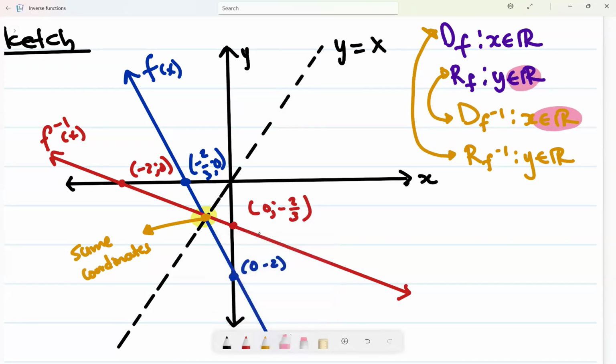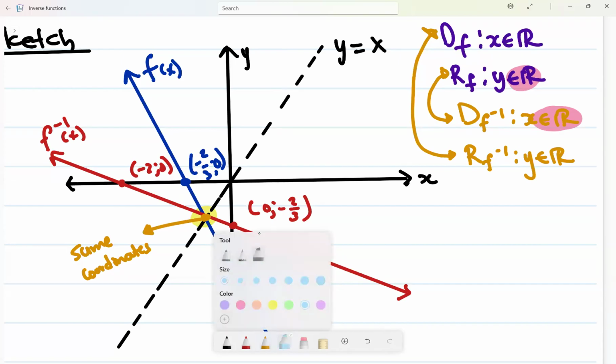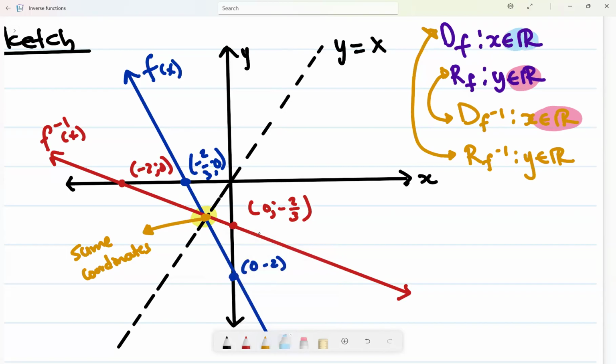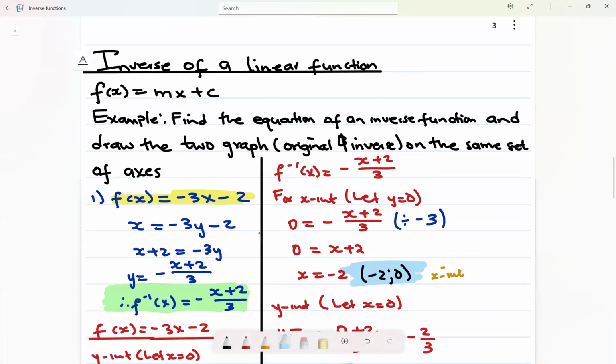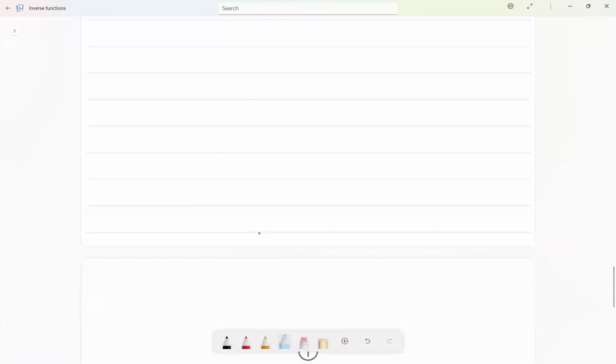These. Can you see they are the same? Okay. Similarly for those two, these are the same. What's going to change is that this one is the domain, this one is the range. Okay, just like that. We are done for the inverse of a linear function. That was very straightforward.